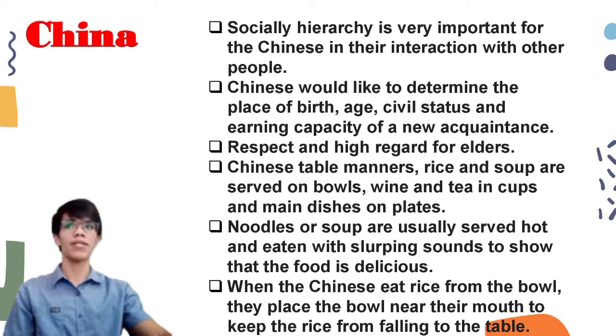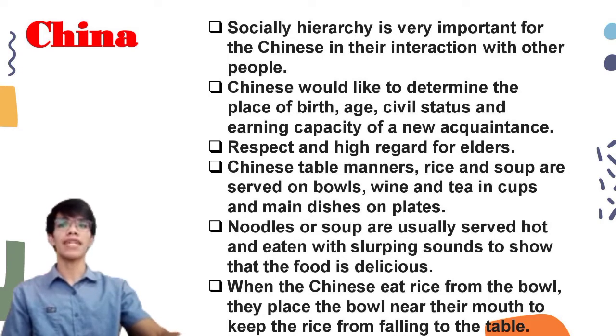Chinese table manners: rice and soup are served in bowls, wine and tea in cups, and main dishes on plates. Noodles or soup are usually served hot and eaten with slurping sounds to show that the food is delicious. When the Chinese eat rice from the bowl, they place the bowl near their mouth to keep the rice from falling to the table.